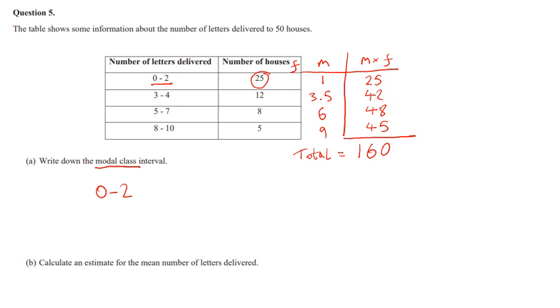Okay. Now I know that the letters are being delivered to 50 houses, so to work out an estimate of my mean, you can actually use this curly equal sign. This means approximately, because we're doing an estimate. So this is 160 divided by 50, which gives me an answer of 3.2. So what this means is that we would estimate that there's 3.2 letters being delivered to each house.